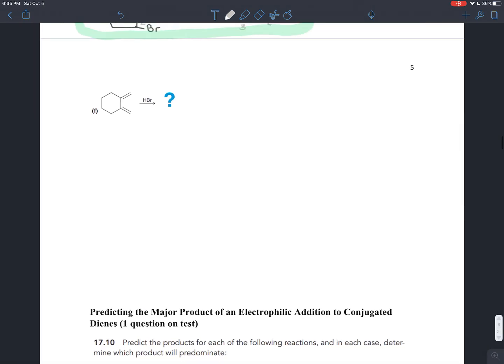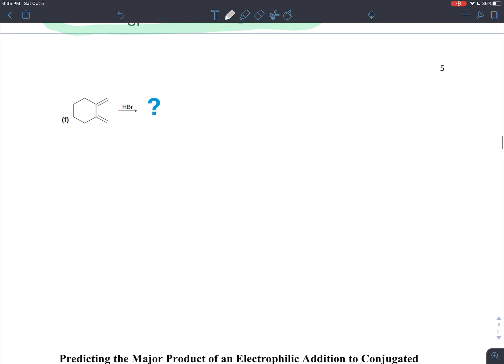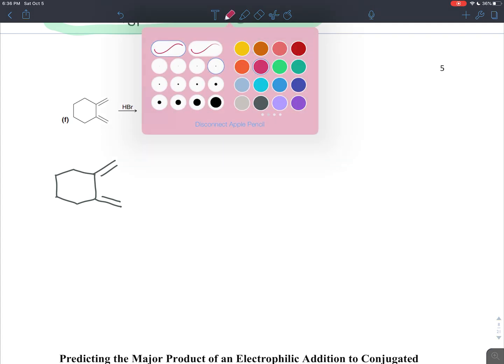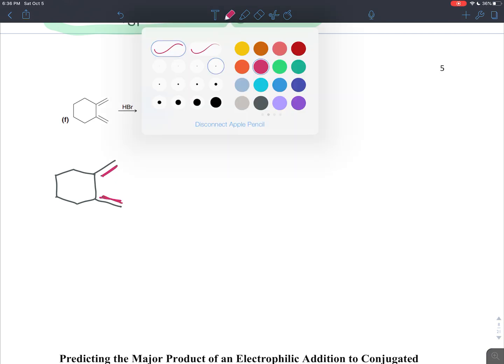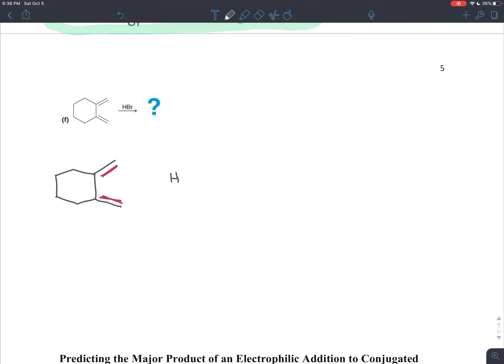All right, so we'll draw out this mechanism one more time. In this case, it's also going to be a little more straightforward because we have that line of symmetry. And so it doesn't matter which of these pi bonds acts as the nucleophile, it amounts to the same thing since they're symmetrical. So we'll take that molecule and those two pi bonds will act as nucleophiles. And then we have the hydrogen bromide.